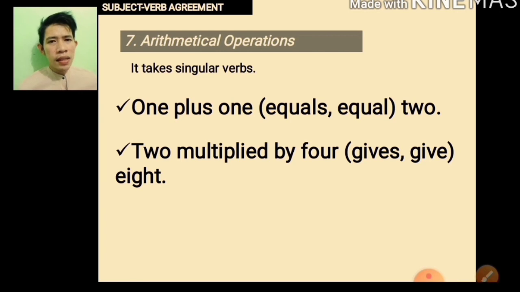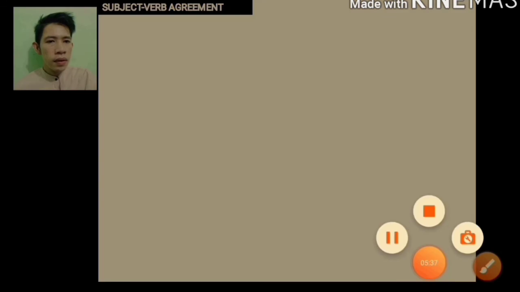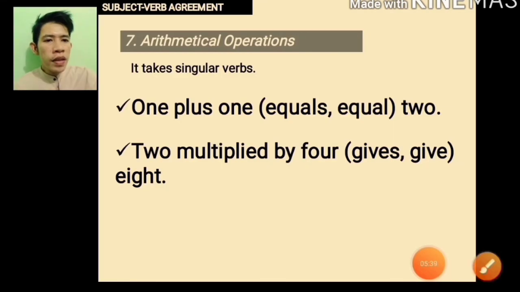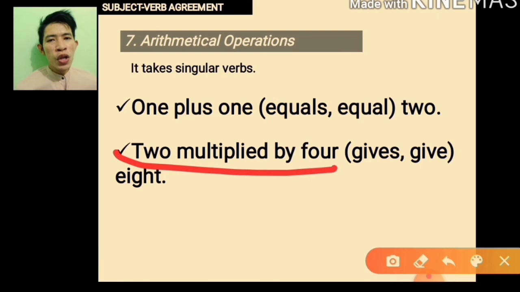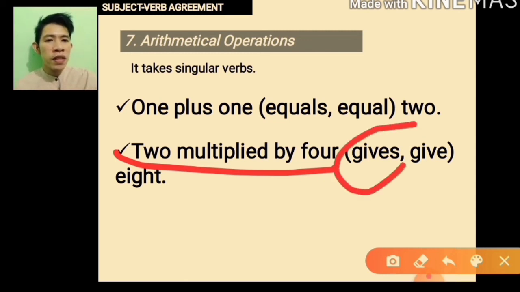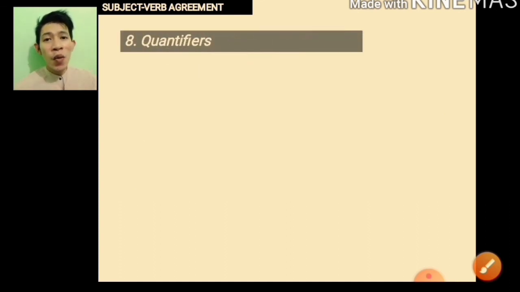So in this case, we have the arithmetical operation 2 multiplied by 4. So in this case, the verb that we'll be using will always be singular. So ano nga po? Pag singular verb, meron siyang S, that's why it gives. So 2 multiplied by 4 gives 8. So that is the correct answer. So that is arithmetical operations. Next is quantifiers.